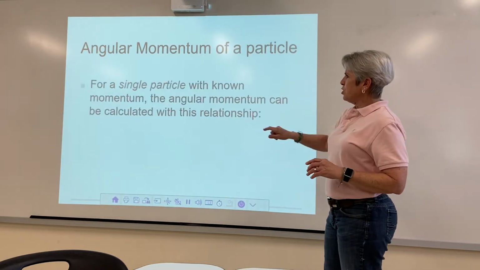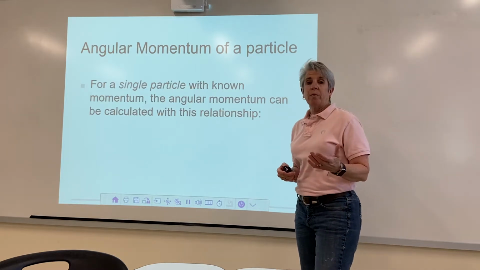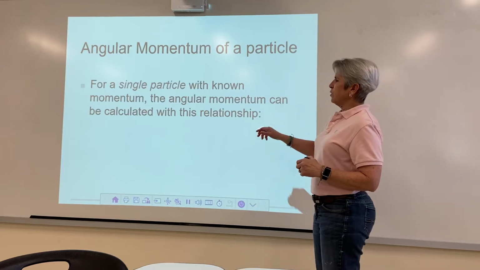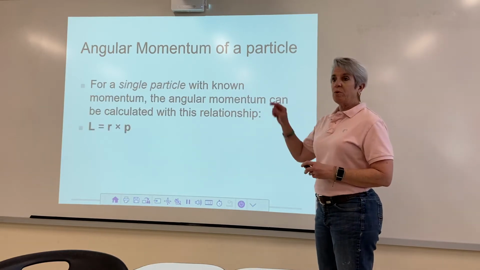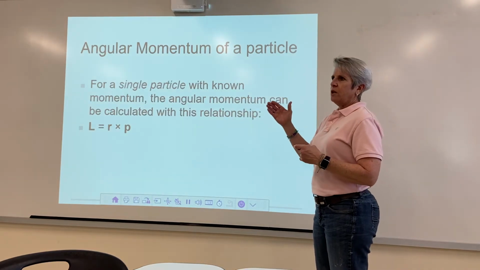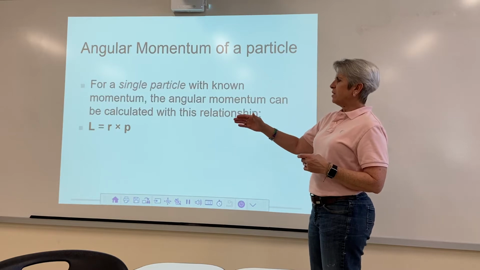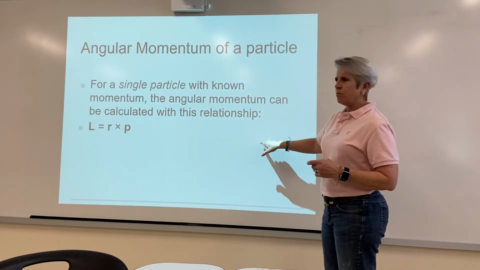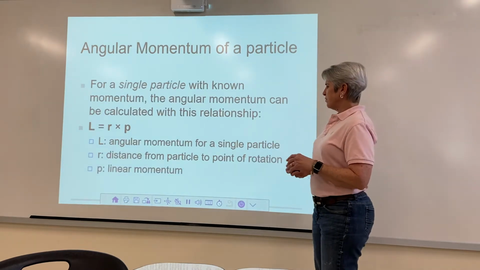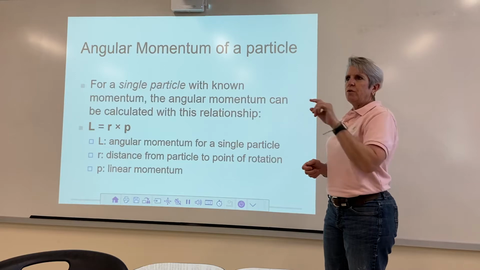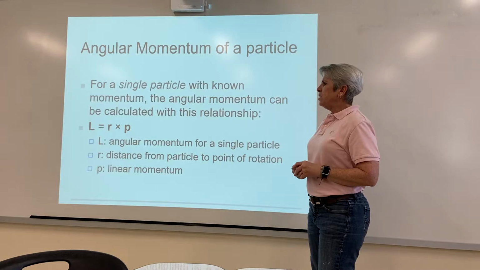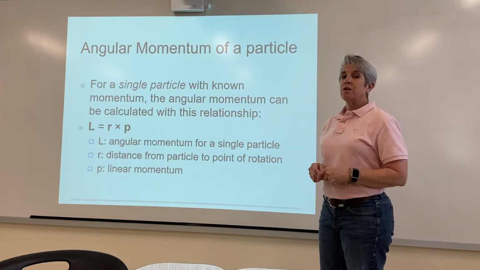For an individual particle that has a momentum, so we've got a particle and it's moving, the angular momentum can be found with this relationship. Angular momentum is the symbol L, and L is kind of like torque, r cross force. L = r × p: radius times linear momentum. L is your angular momentum. r is the distance from that particle to the point of rotation, so think from the pivot point out to where that particle is. And finally, p is your linear momentum, which is a product of your mass and your velocity.